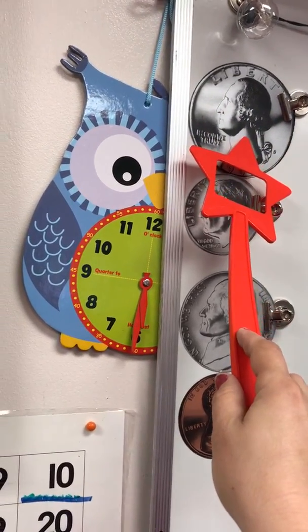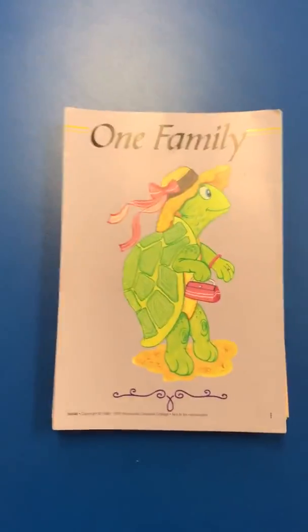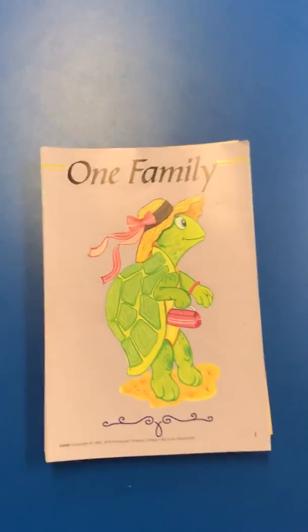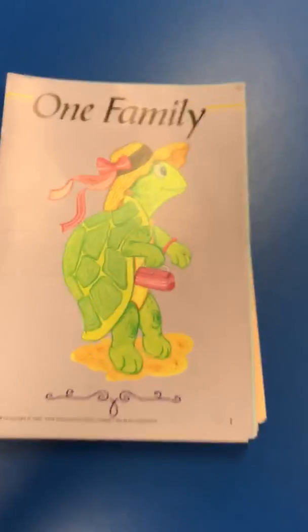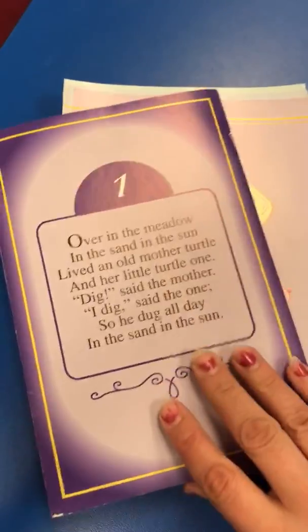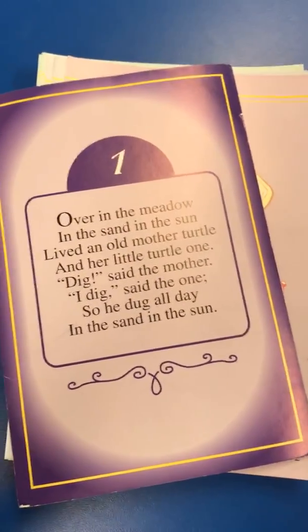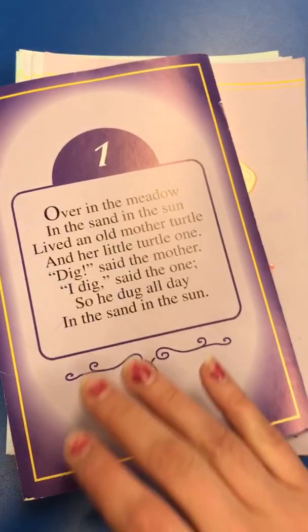All right, we're going to switch it up a little bit, and we're going to look at our addition cards. And you guys all know these very well. We're going to do them all together. I'm going to take a seat here on this desk. Are you ready? The ones family. Over in the meadow, in the sand and the sun, lived an old mother turtle and her little turtle one.